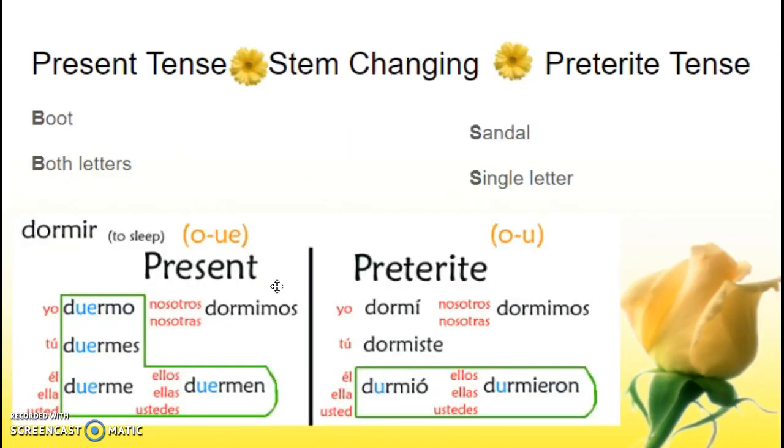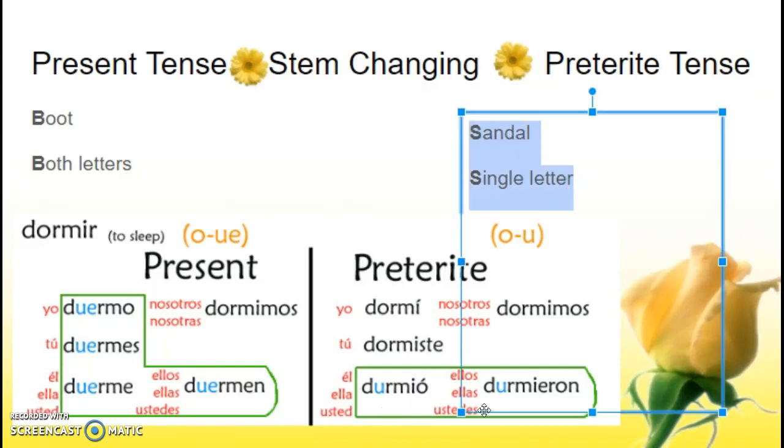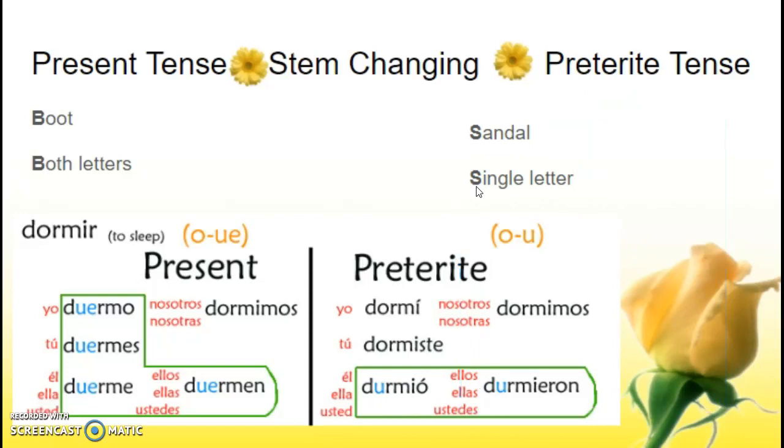And here's an example of the boot versus the sandal. So present tense, remember boot, both letters in the present tense. So I stem change within the boot boxes, and I change to both letters. Whereas now in the preterite tense, I'm going to follow the sandal. The sandal is just the bottom two boxes, third person, él, ella, usted, ellos, ellas, ustedes, and I'm only changing to a single letter. So here was the O to U stem change in the preterite rather than O to UE in the present.